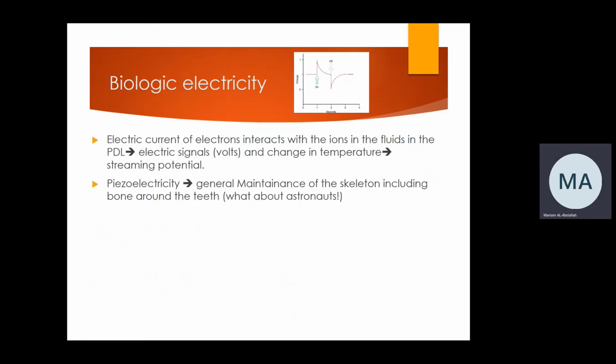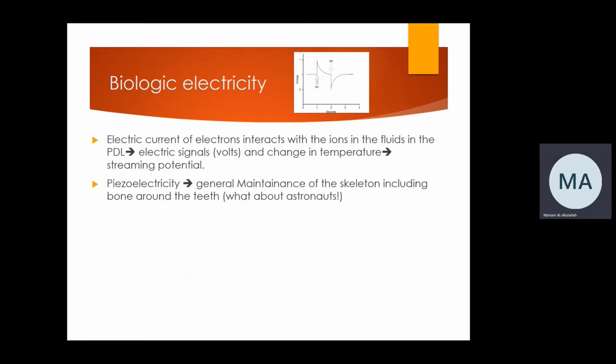Now, the electric current of electrons interacts with the ions in the fluids in the periodontal ligament space, and electric signals, volts, will be produced, and there will also be a change in temperature. These two effects are called streaming potential.